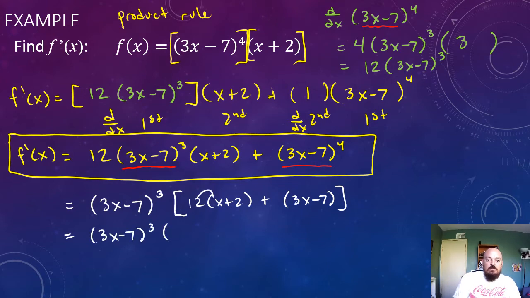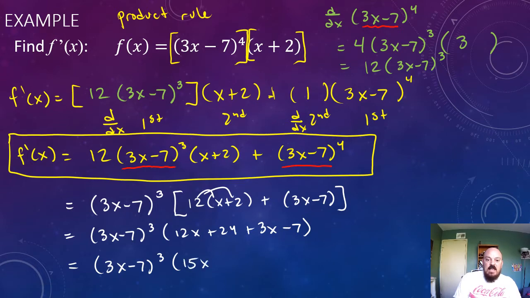And you get 12x plus 24 plus 3x minus 7. And if you combine your like terms in the second set of parentheses, you have 15x plus 17. And that would be, it's actually the better answer.